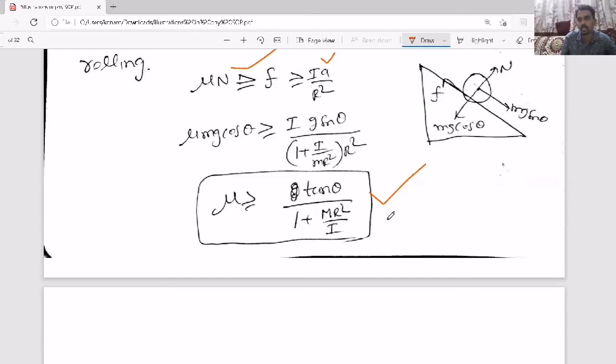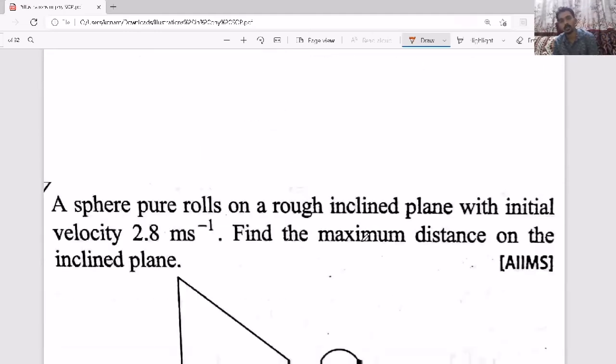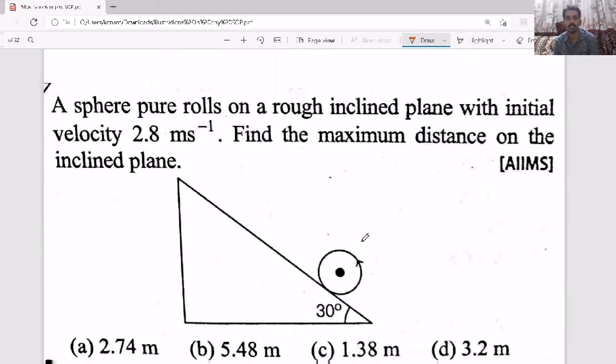See, don't think much about rolling and rotational motion. Try to remember each formula. Try to solve simple level questions. Then it will become easier. Now here, a few questions are also there, so just try to understand.